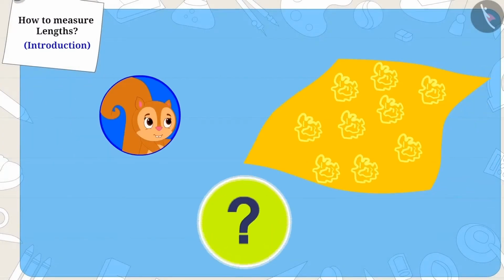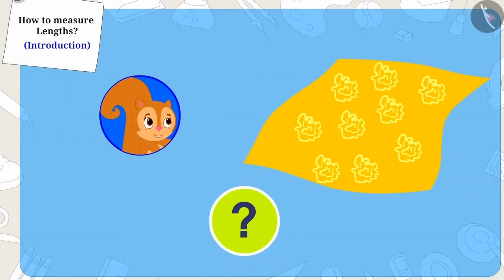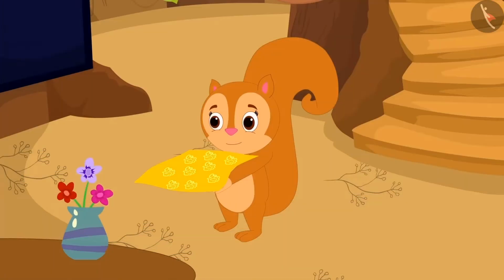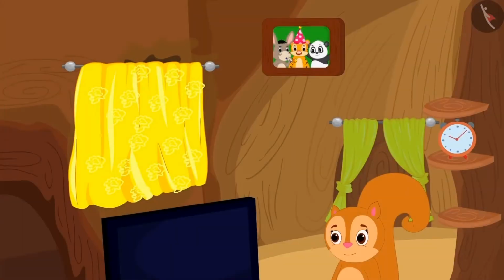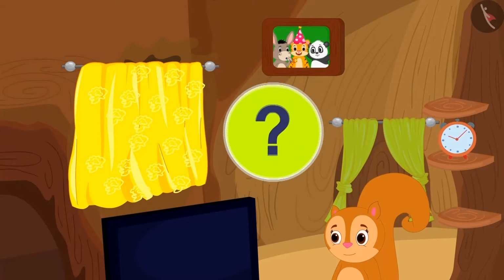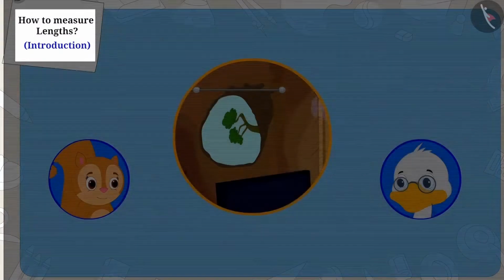Children, was Chanda able to get the exact length of the cloth for her window? Yes. This time, when Chanda hung the cloth on her window, it was the exact length of her window. But how did this happen?